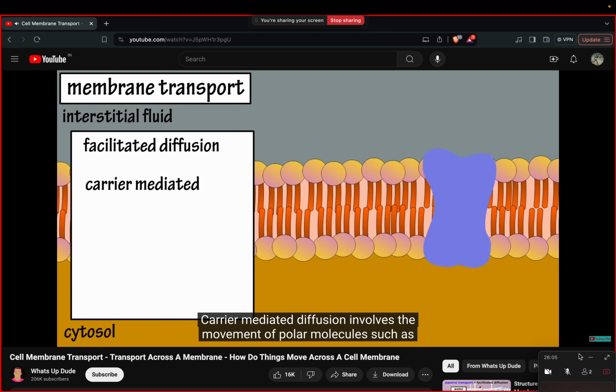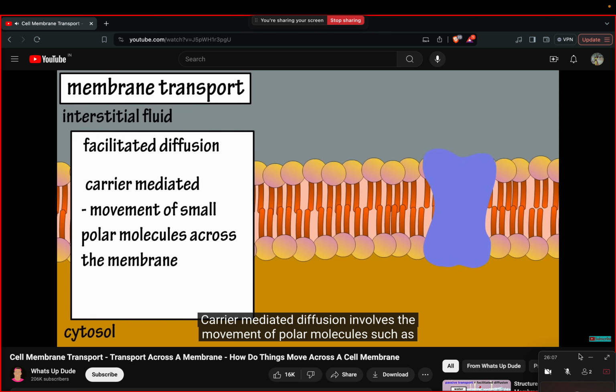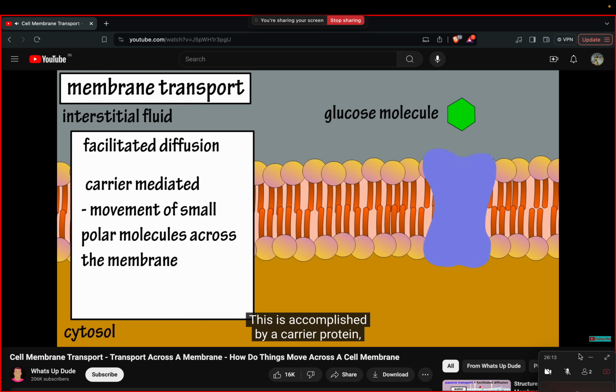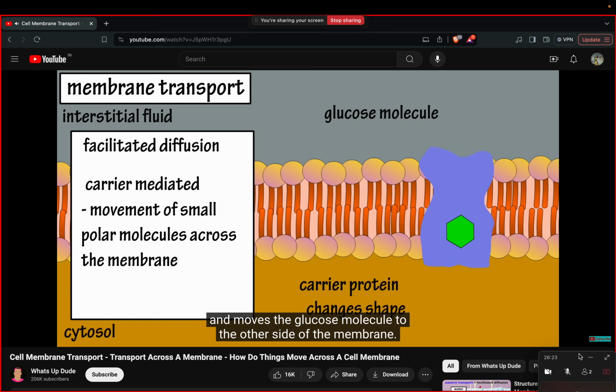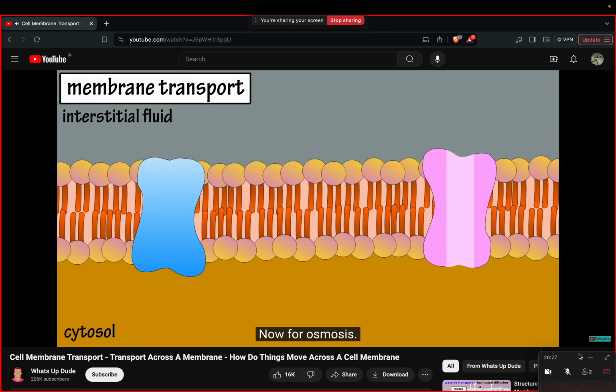Carrier-mediated diffusion involves the movement of polar molecules, such as simple sugars or simple carbohydrates, and amino acids across the membrane. This is accomplished by a carrier protein, which actually changes shape in the process. For instance, glucose binds to a carrier protein, which changes shape and moves the glucose molecule to the other side of the membrane. Now for osmosis.